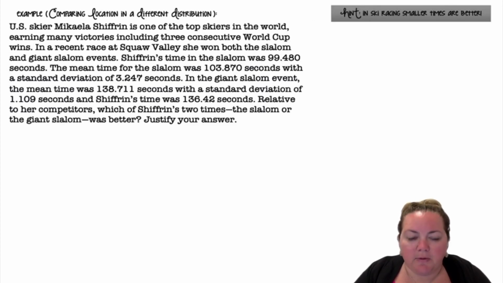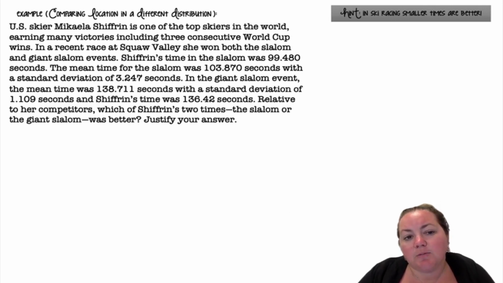All right, our last example. U.S. skier Mikaela Shiffrin is one of the top skiers in the world, earning many victories, including 3 consecutive World Cup wins. In a recent race at Squaw Valley, she won both the slalom and giant slalom events. Shiffrin's time in the slalom was 99.480 seconds. The mean time for the slalom was 103.870 seconds, with a standard deviation of 3.247 seconds. In the giant slalom event, the mean was 138.711 seconds, with a standard deviation of 1.109 seconds, and Shiffrin's time was 136.42 seconds. Relative to her competitors, which of Shiffrin's 2 times, the slalom or the giant slalom, was better? Justify your answers.